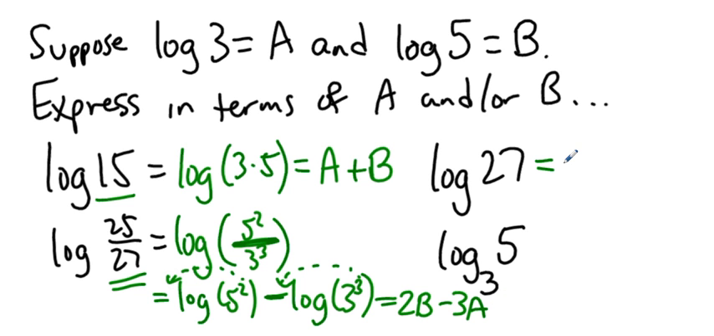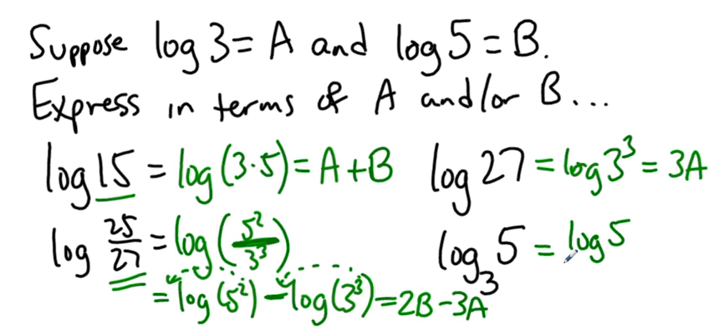A log of 27, that's easy enough. A log of 27, that's the log of 3 cubed, and we already figured that out, didn't we? That's 3a. And then the log of 5 base 3, well, I don't know how to work with the base 3. I know how to work with this base, which is assumed to be 10. And so I take the log of 5 in that base 10 and divide by the log of 3 in that base 10, and that turns out to be b over a.